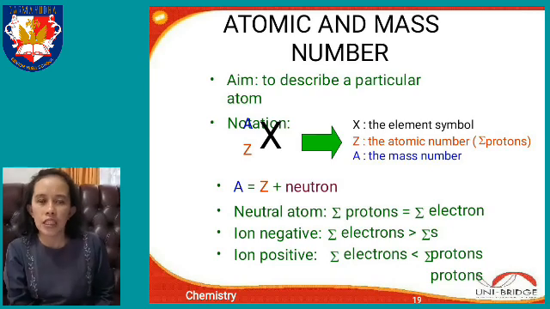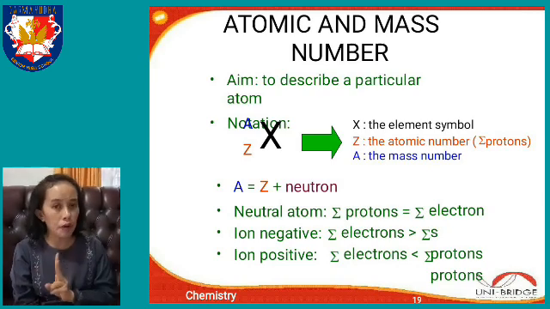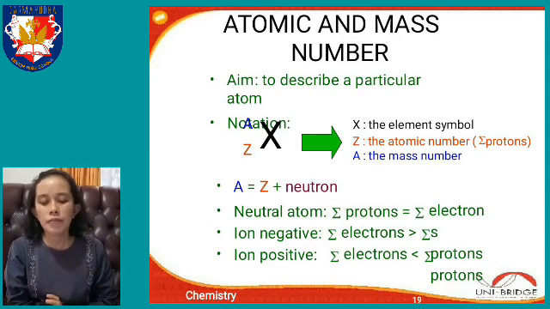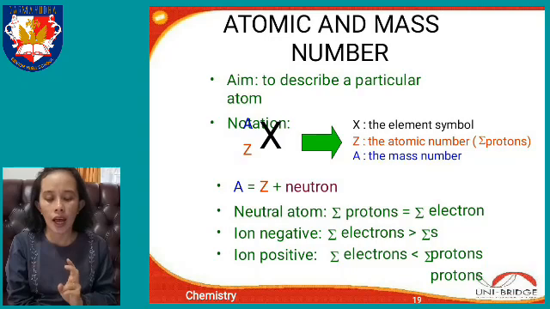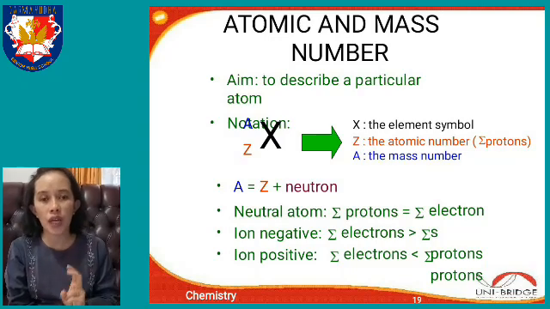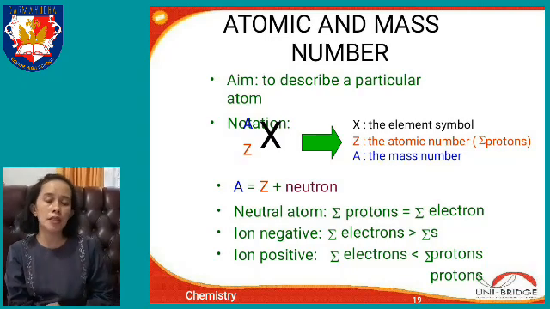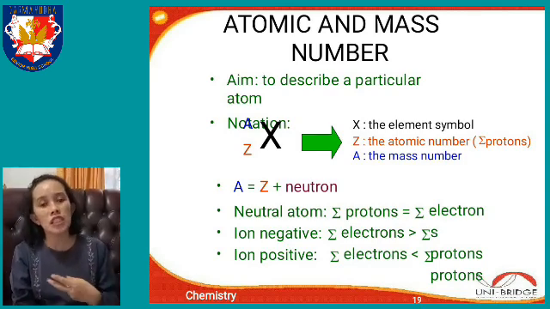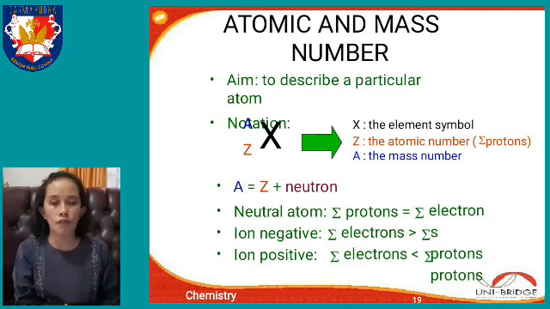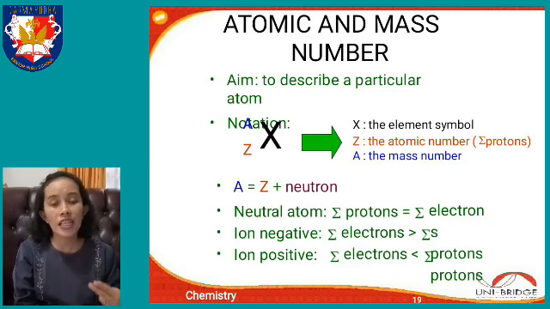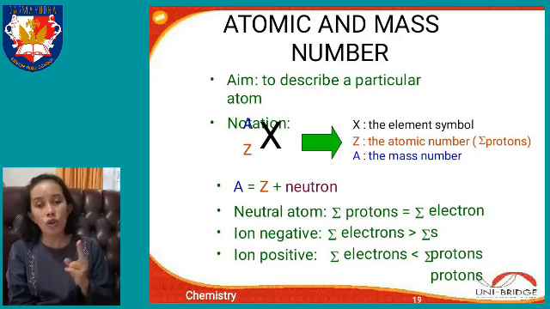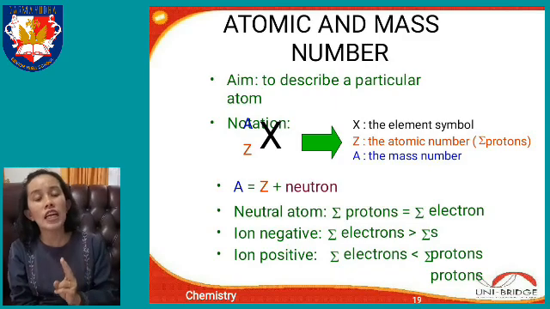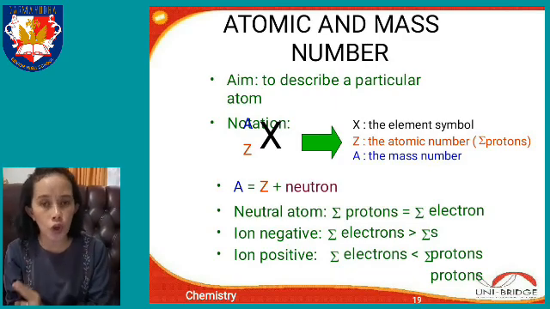The atom is conveniently described with two numbers. The first number is the atomic number, the second one is the mass number. Atomic number is symbolized with Z and mass number is symbolized with A. And the symbol of the element is X. If the atom is neutral, the number of protons is similar to the number of electrons. But if it is a negative ion, the number of electrons will be more than the number of protons. But if it is a positive ion, the number of electrons is less than the number of protons.